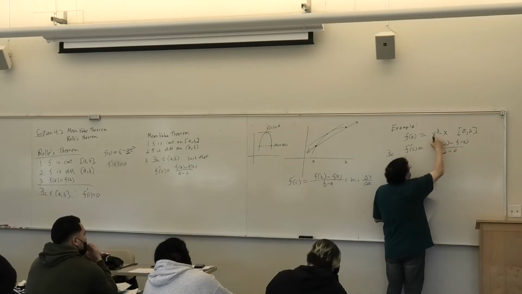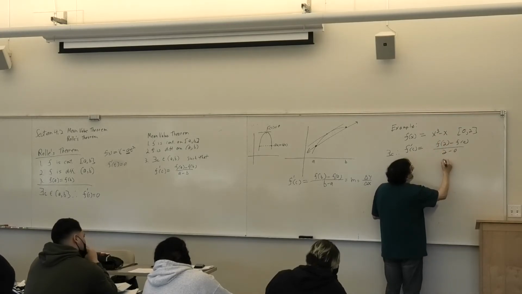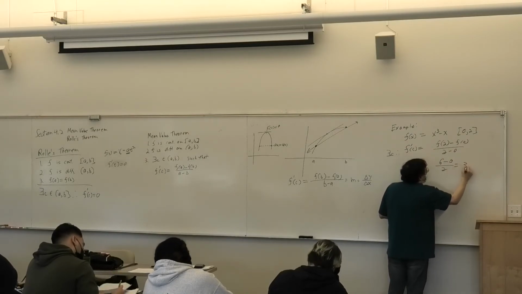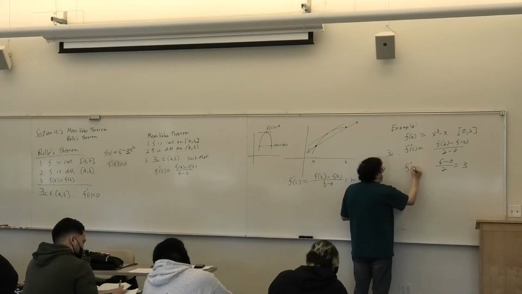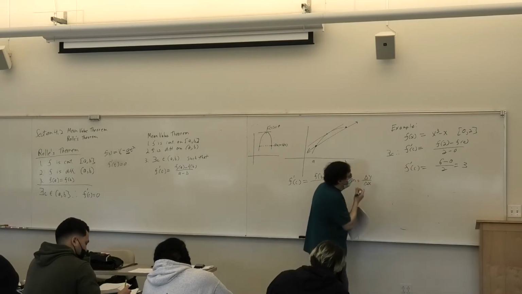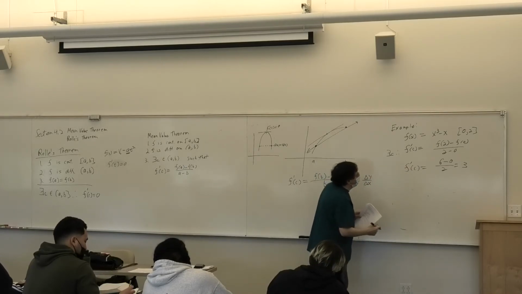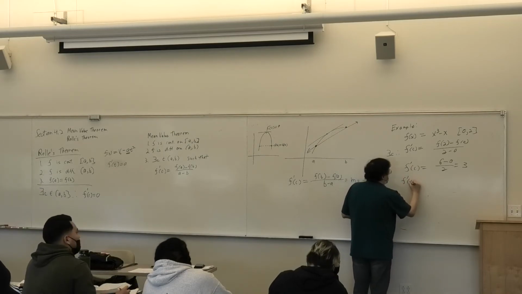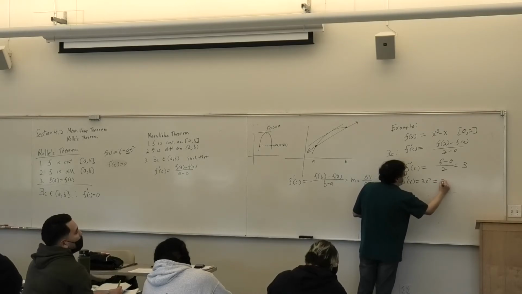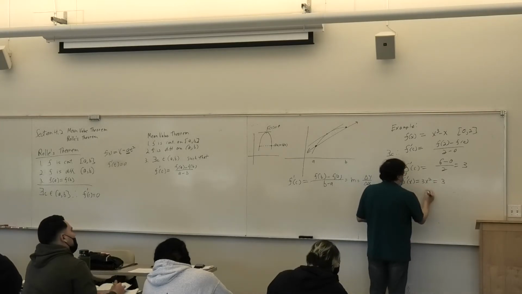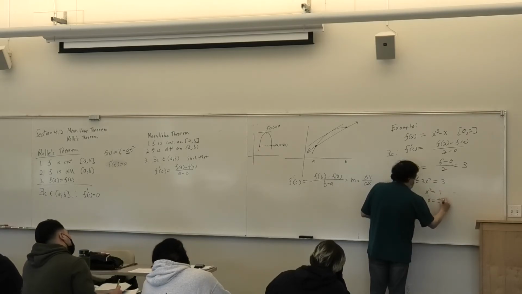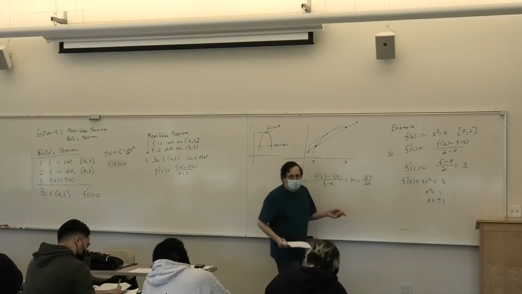So f of 2 is 8 minus 2, which is 6. f of 0 is 0. And we have 2, so we're just looking for, we know it must exist, we're looking for that particular c. Well, we need to find the derivative. The derivative of f of x is equal to 3x squared, and we want it equal to 3. So we, of course, have x squared equals 1, or x is equal to plus or minus 1.